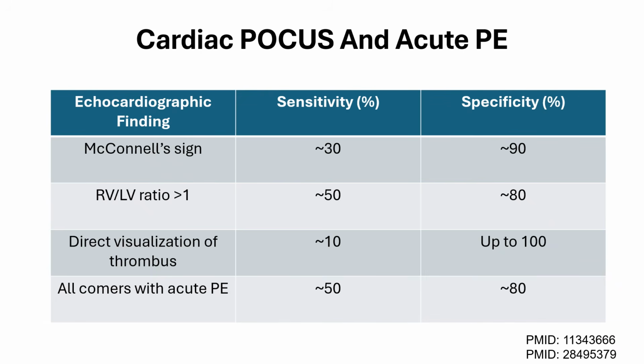For the most part, echocardiographic findings with point-of-care ultrasound are largely supportive and not diagnostic of acute pulmonary embolism. Signs such as McConnell sign, RV to LV ratio more than 1, and direct visualization of a thrombus are somewhat non-sensitive signs, but when present are highly specific, which is especially true if we're able to visualize the presence of a right atrial or right ventricular clot, or clot within the pulmonary arterial tree.